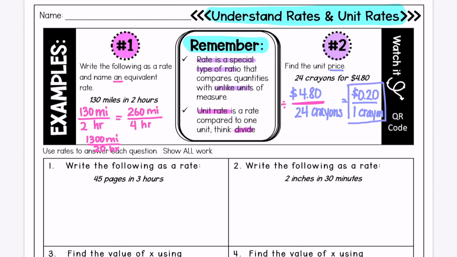I hope that has helped you to understand rates and equivalent rates, as well as unit rates or unit price. And I hope that will help you to complete the rest of the worksheet.